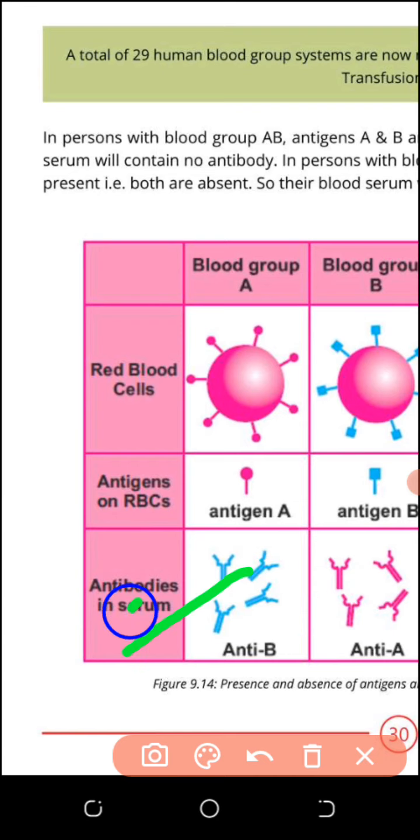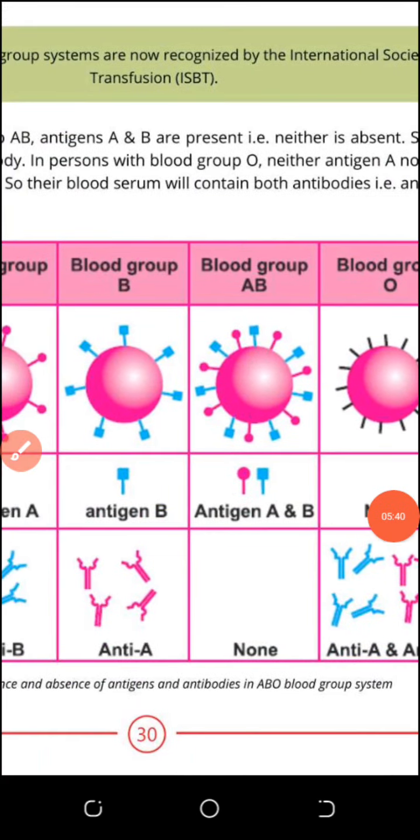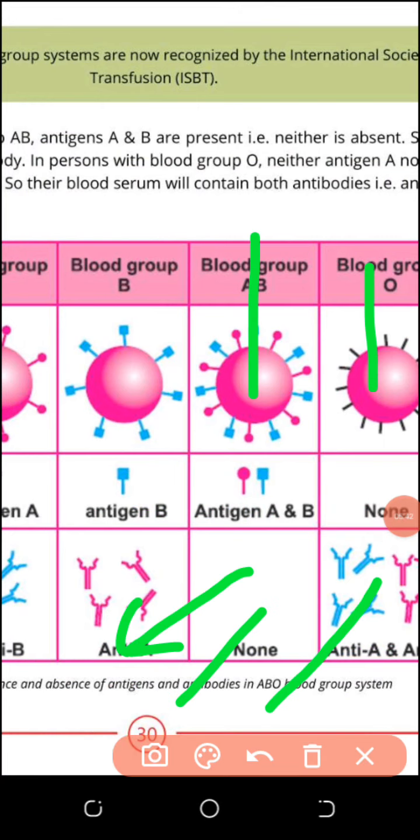Antibody B present, blood group A, opposite. Simple, very easy. Antibody A present, blood group B, very simple, just the opposite process. And see what I will talk here. Antibody not present, blood group AB, very good, opposite. Antibody A and B present, blood group O, which is opposite.